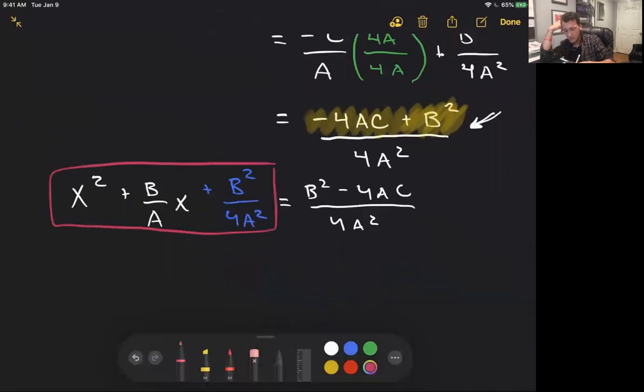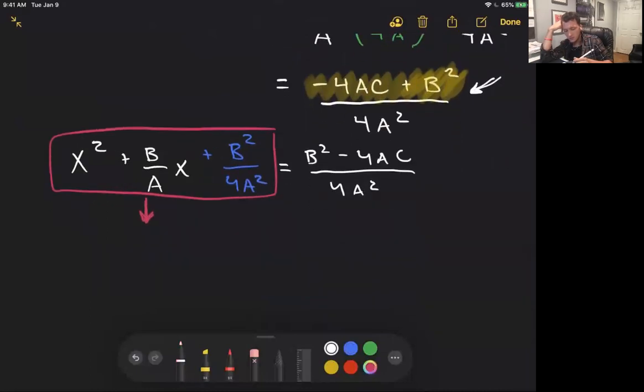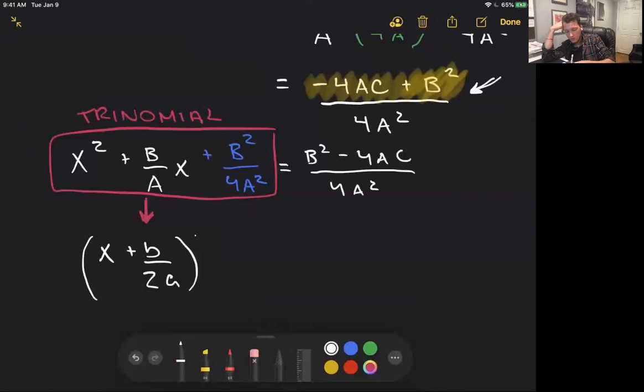How I'm going to end up simplifying this guy right here is I'm going to just factor this. I'm going to represent this trinomial as a square of a binomial. Basically, I'm just factoring it because that will give me a much more desired expression. When you represent that as a binomial squared, you end up getting x plus b over 2a all squared.